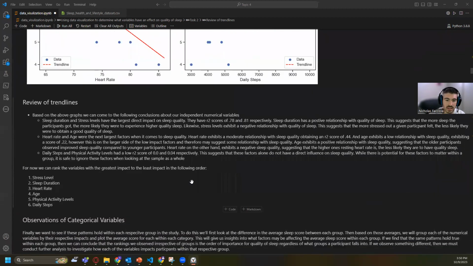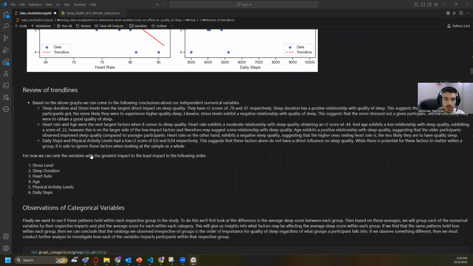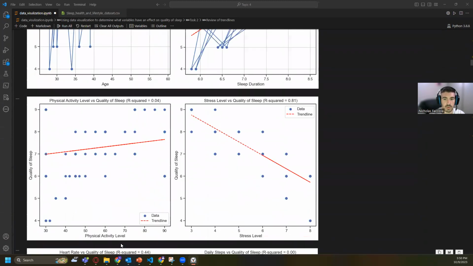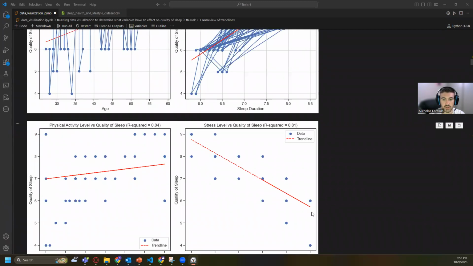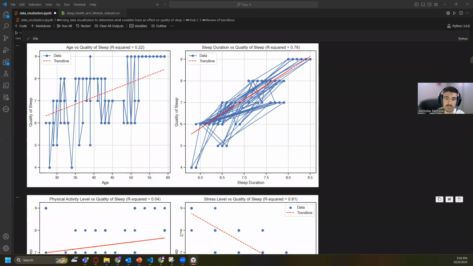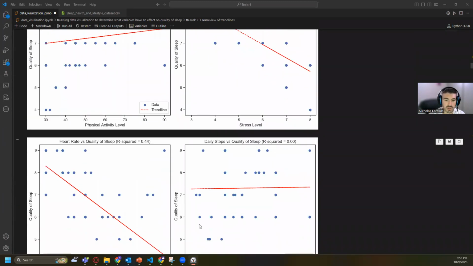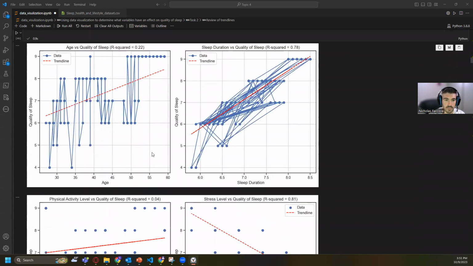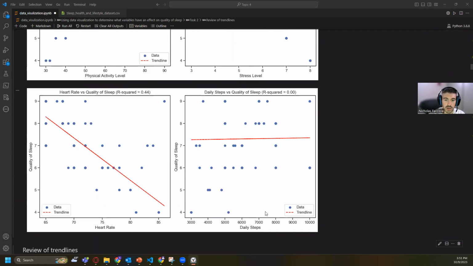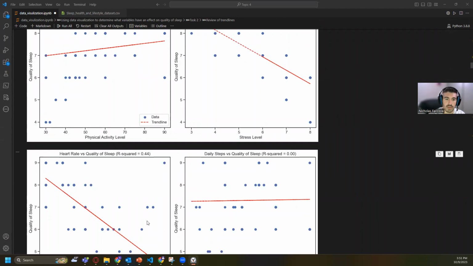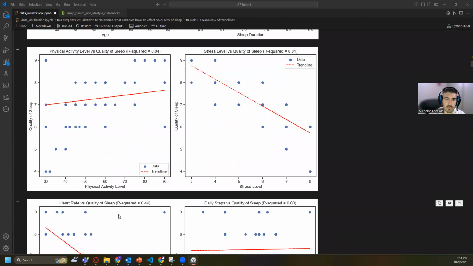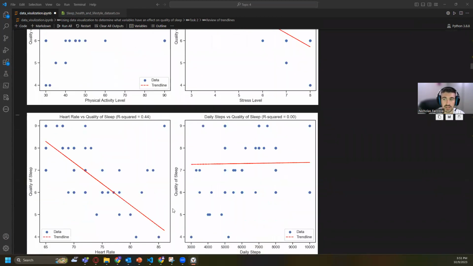And what we found is that we can rank it in order of the greatest impact to least impact, being stress level, sleep duration, heart rate, age, physical activity levels, and daily steps. And what we can find is that stress level has a strong negative correlation, and sleep duration has a strong positive correlation, whereas heart rate and age were the next two with a moderate to low impact, where heart rate had a moderate negative impact, and then age has a moderate positive impact.